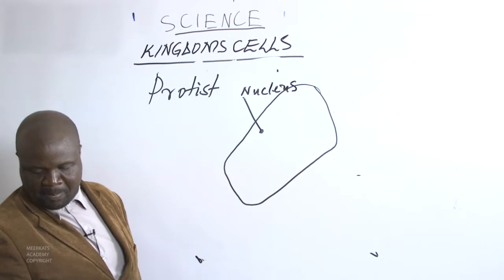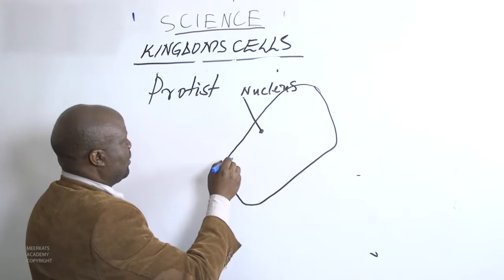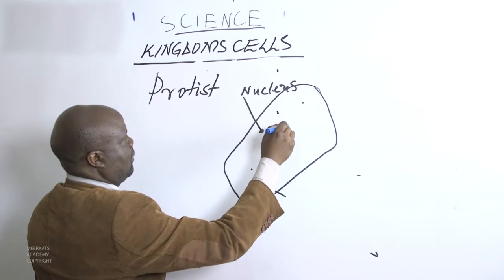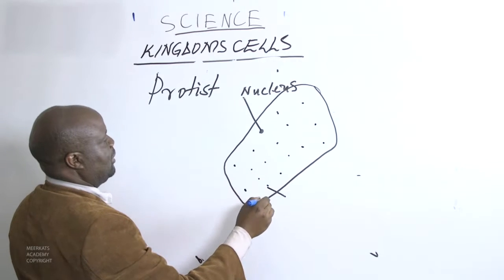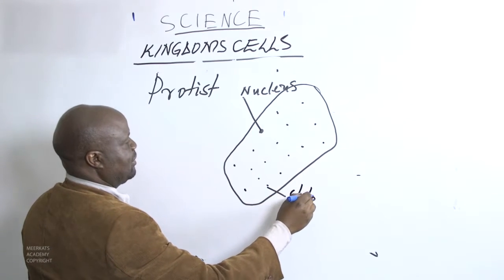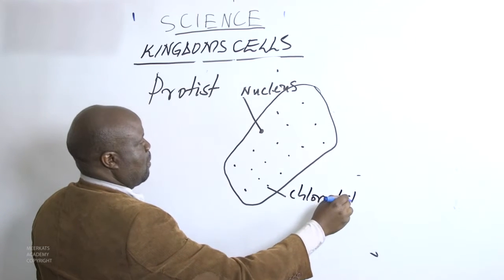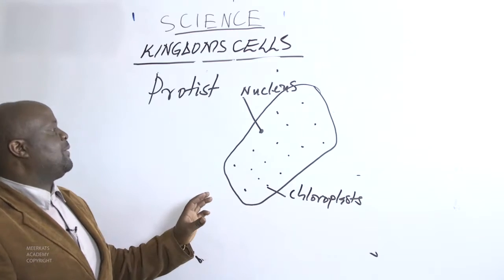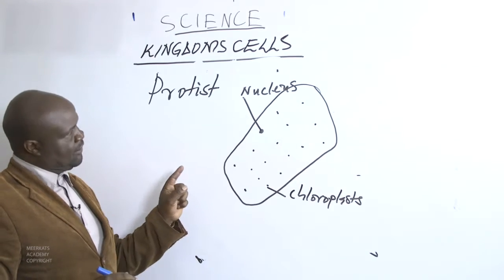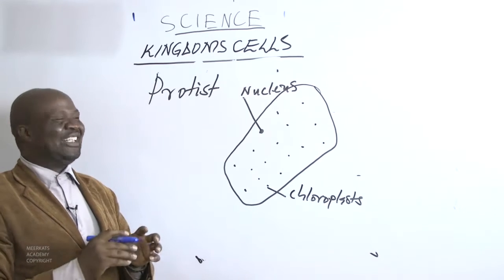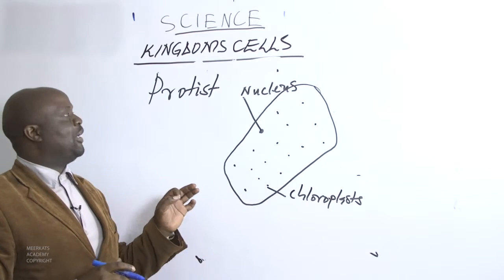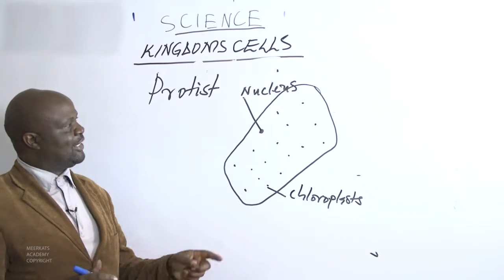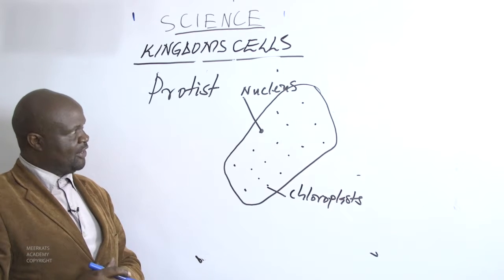That's the nucleus. Those tiny dots represent chloroplasts. So from a microscope, this is the structure of a cell from the Protist kingdom. Organisms in the Protist kingdom, when you observe their cells, have such a structure.